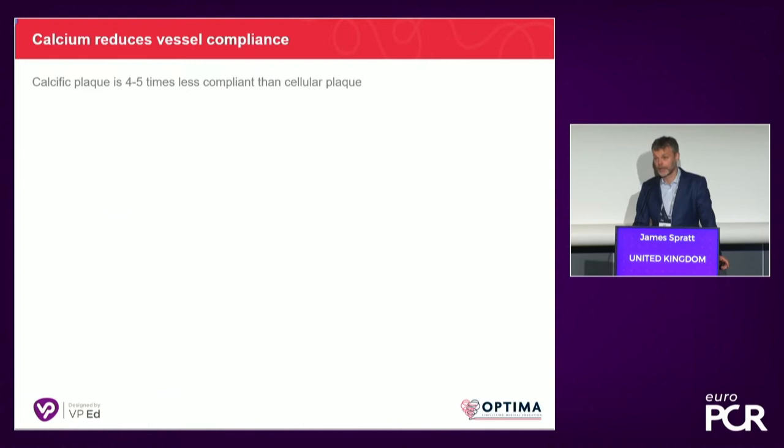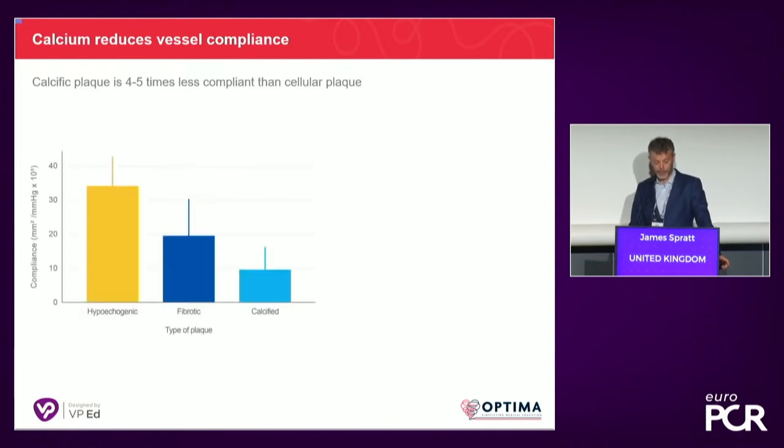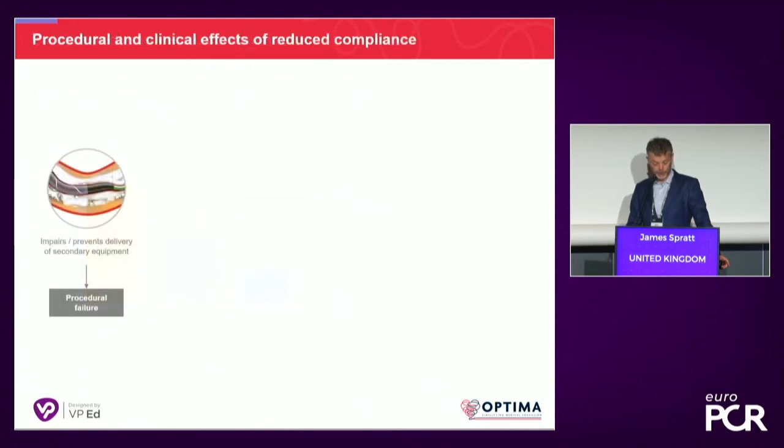And the reasons are mechanistic and very easy to understand, in that calcific plaque is less compliant than normal plaque, so it's less elastic. It's harder to stretch it up. In fact, it's not elastic at all. It'll either yield or it won't yield. And if it doesn't yield, you're in problems. Either you can't cross it with a wire, or you can't get the stent to the requisite diameter to ensure durability of your procedure. So if you think about how this lack of compliance of the vessel, this non-stretchy vessel, affects outcomes, it prevents delivery of secondary equipment, and that's what Gabriele was referring to when he talked about trying to get microcatheters past calcific lesions.